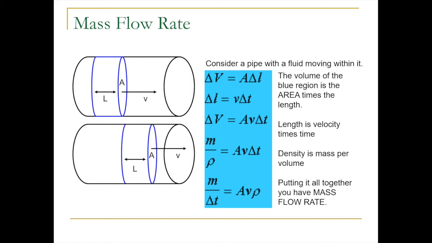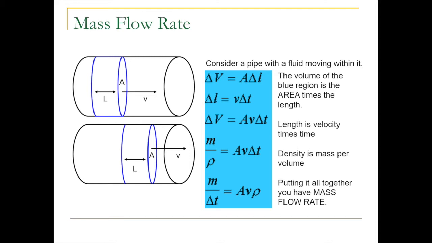But we also know that there's no statement about acceleration, which means that we are dealing with a constant velocity case. We know that constant velocity is equal to distance over time. The distance traveled is this change in length. The time is delta t. So we can actually define the length according to the velocity of the fluid times this time.